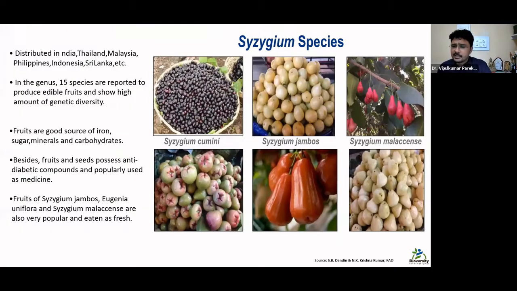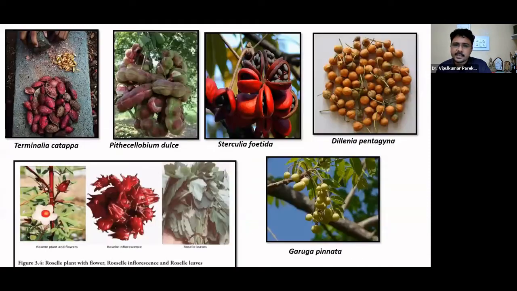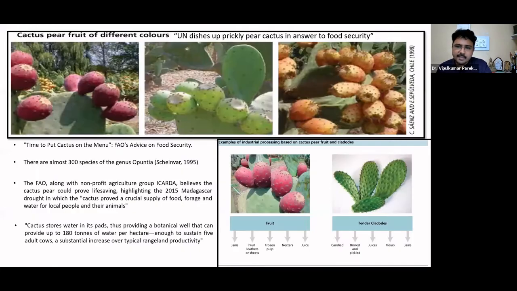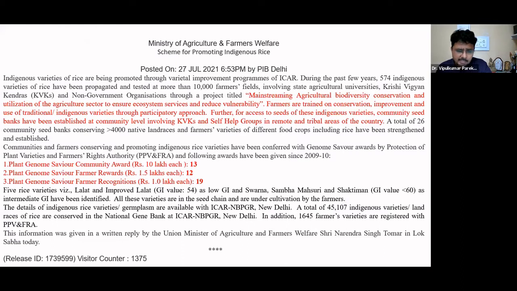The same is true for the Syzygium species, known as Jambun. Huge variability is present, and there are wild fruits which we have not utilized yet. It is a very large species group. We don't have time to discuss each and every one, but this is how we can do the conservation.